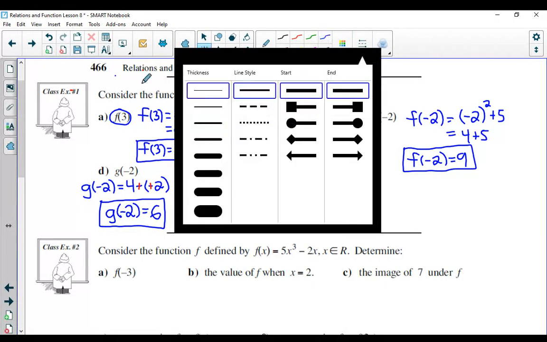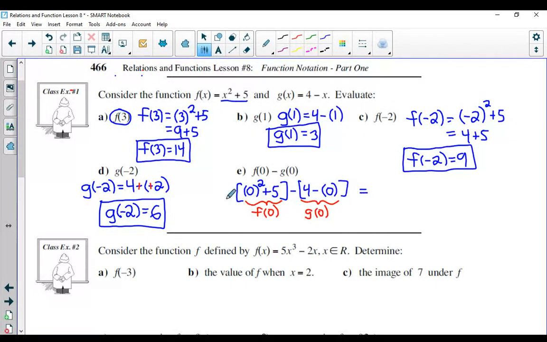Okay, let's clean this up a little bit. So this would be equal to 0 squared plus 5, which is just 5, subtract, and then 4 minus 0 would just be 4. Therefore, f of 0 minus g of 0 would be equal to positive 1.